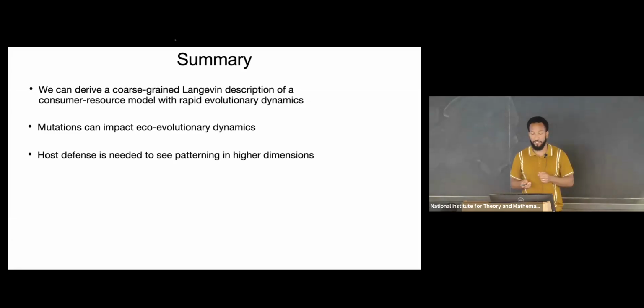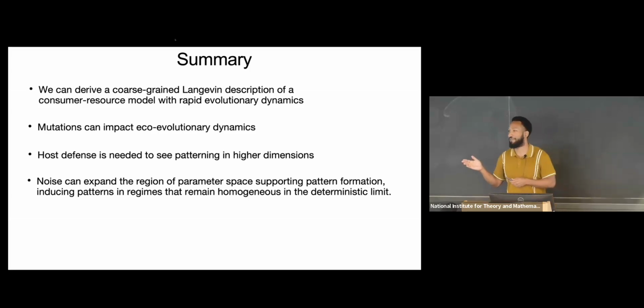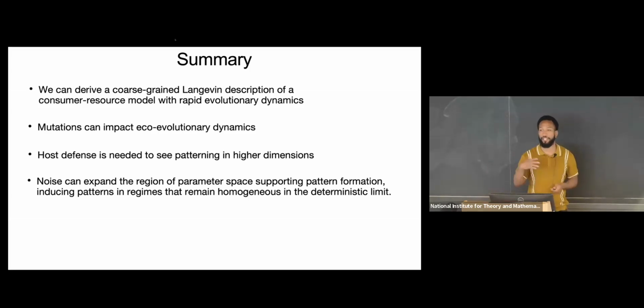And I also showed you that if we don't consider host defense, in the model we didn't see patterning. You can't get patterning in higher dimensions, but if you include this host defense term, you can get patterning in arbitrarily high dimensions. And then I showed you how noise can expand the region of patterning, and also suggested that it can work for the exogenous mutations, where you didn't get patterning in the deterministic dynamics, but the noise could potentially cause it to happen.